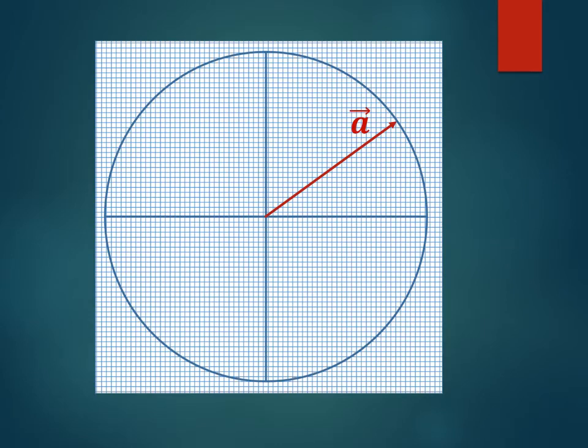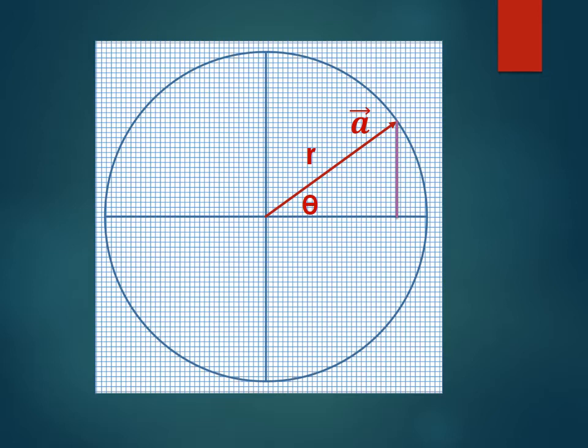Here is a vector. Let's call it vector A. Its magnitude is r, because here, it kind of looks like the radius of a circle, right? Okay, theta is the angle between vector A and the positive x-axis.